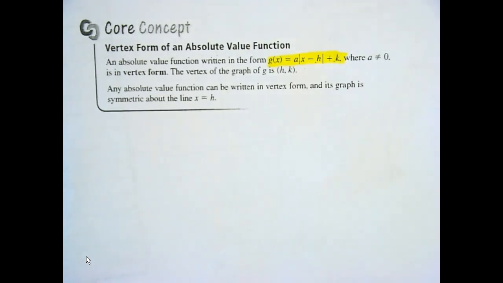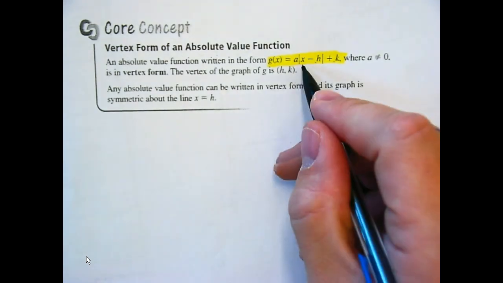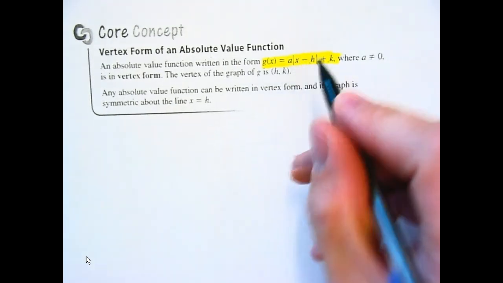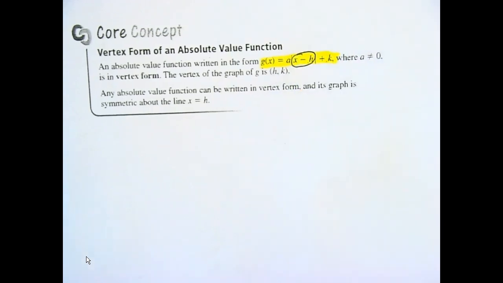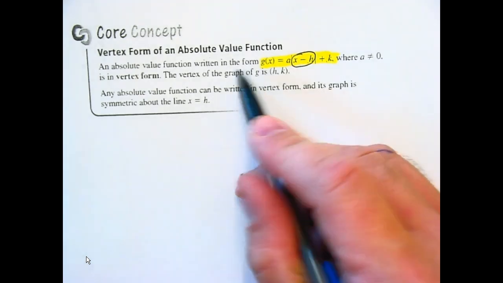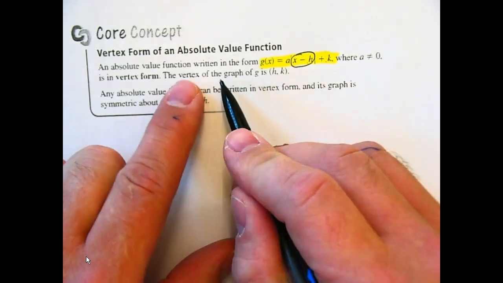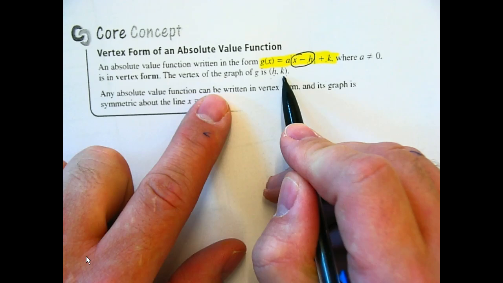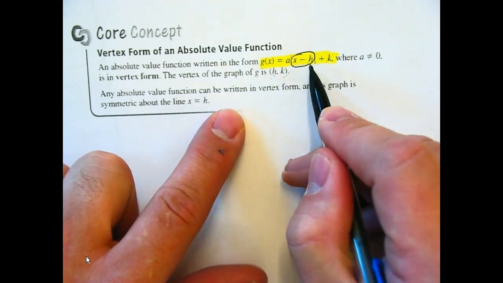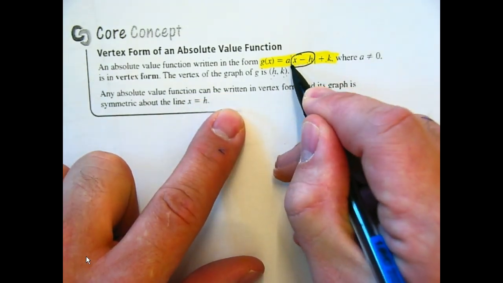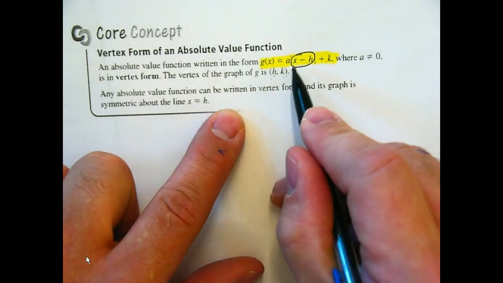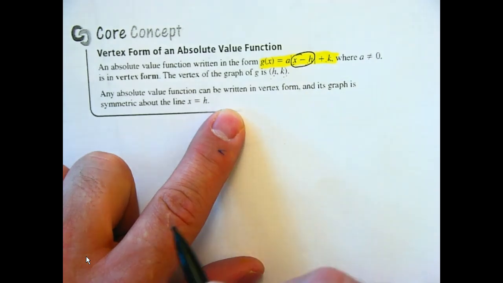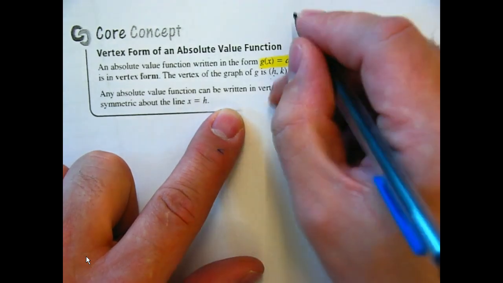The vertex of our graph is found by setting this part inside equal to 0. Now, the book will actually say the vertex is h, k, which it is. But it's really important that we understand that our h value has to be in this form in order for h to appear. So let me give you an example.